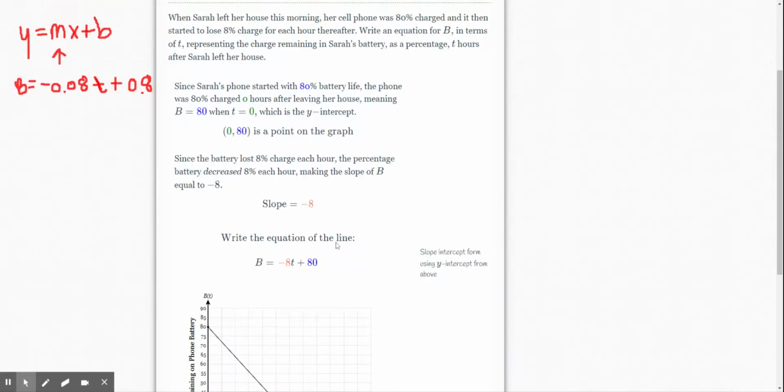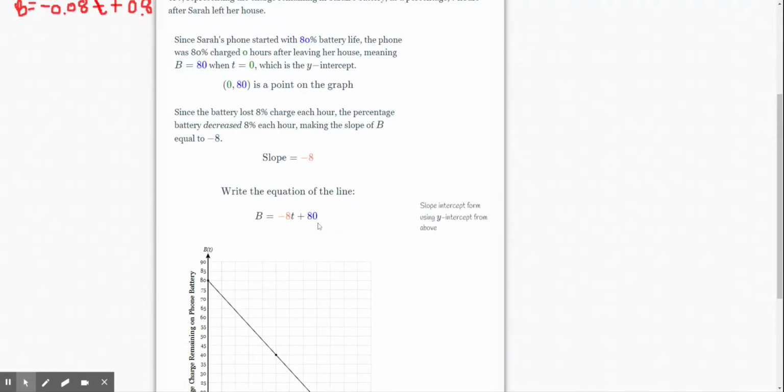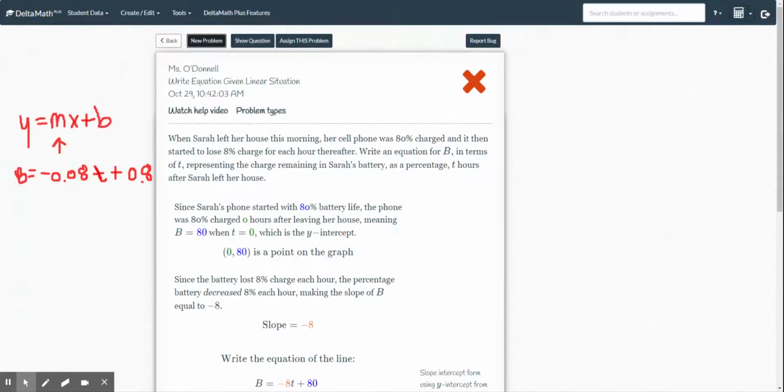Okay, so what did I do wrong? I wrote it as a decimal instead of as whole numbers. They just wanted integers. So that's what it looks like I did wrong here. They did not want it written as a percent, or as a decimal. They just wanted it written as integers.